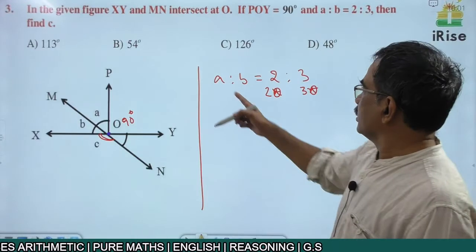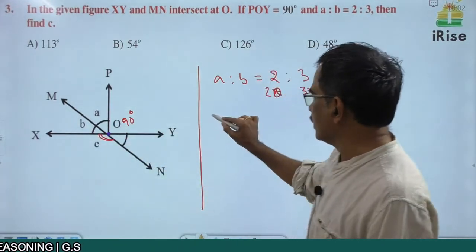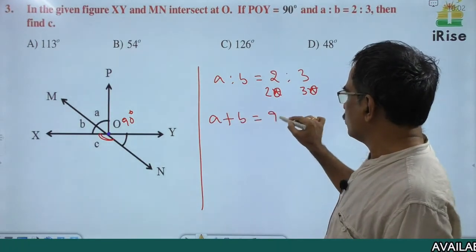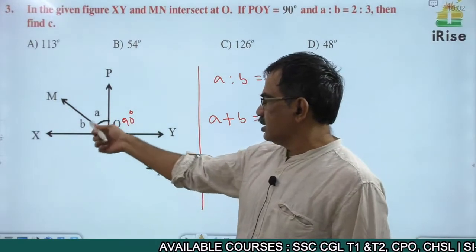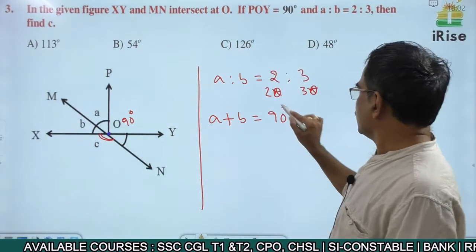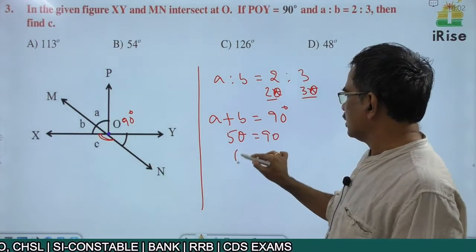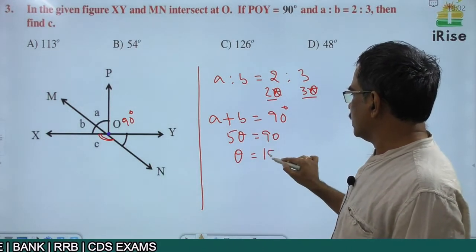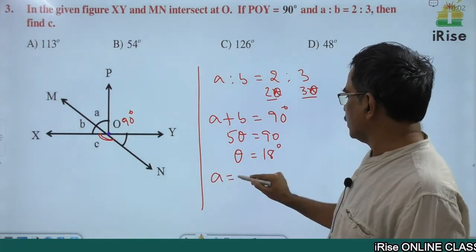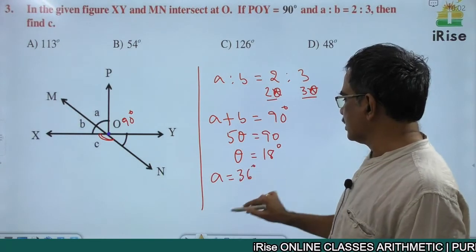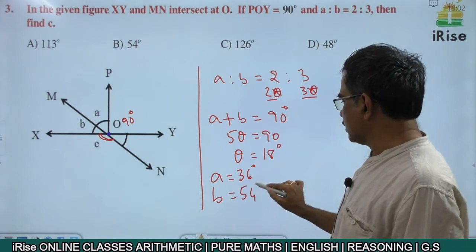So here, this is 90, XY is a straight line, therefore A plus B is also equal to 90 because it forms a straight line. What is A plus B? 2 theta plus 3 theta. 5 theta is equal to 90. So theta is equal to 18 degrees. If theta is 18, A is equal to 2 theta, 2 18s are 36 degrees, and B is equal to 3 theta, 3 18s are 54 degrees. This is 54.